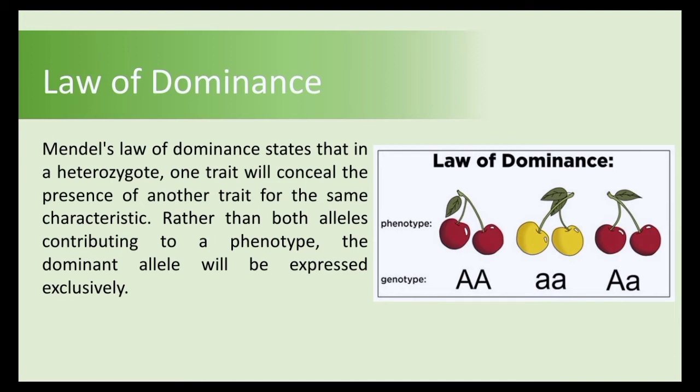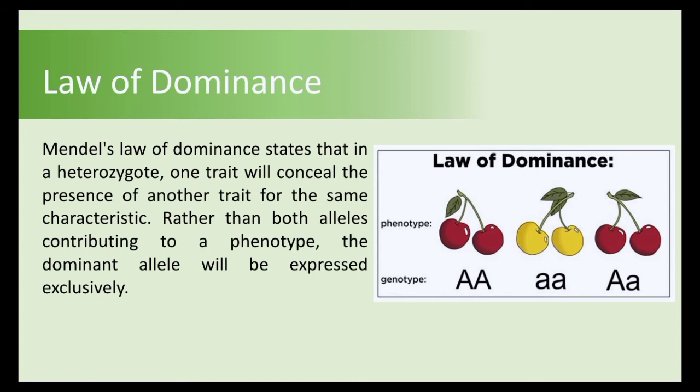Let's pretend that cherries carry gene X, which codes for color. Each cherry has two copies of gene X, and those copies are called alleles. We can say that allele A codes for red color, and allele a for yellow color. The law of dominance says that when an organism is heterozygous for a trait, only the dominant allele will produce a phenotype. So, how does this apply to the cherry gene?